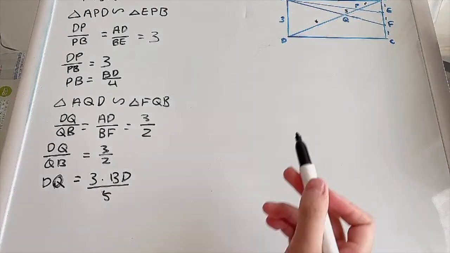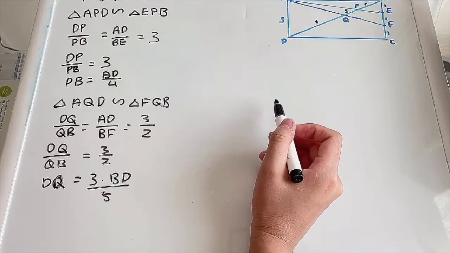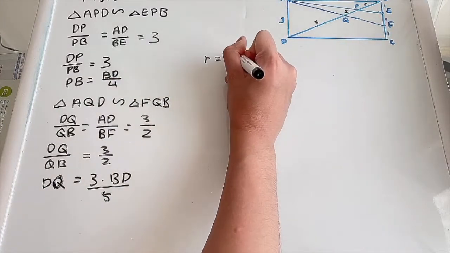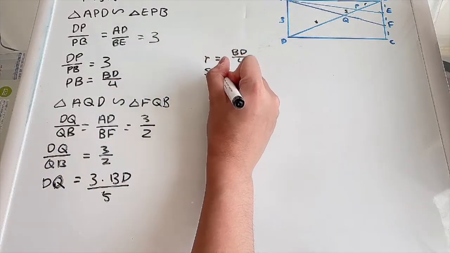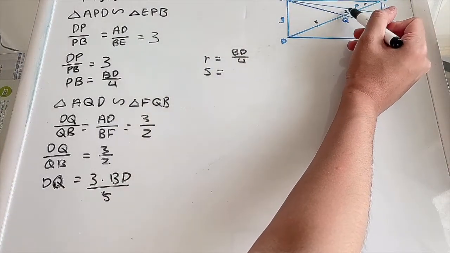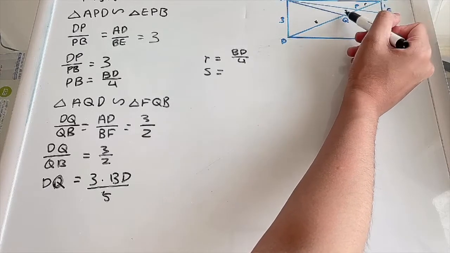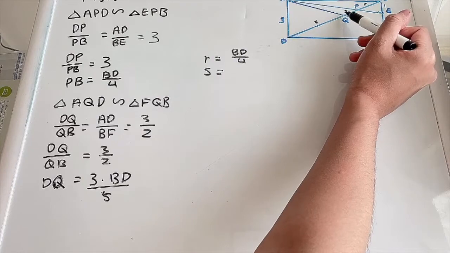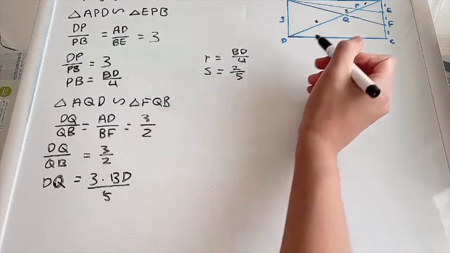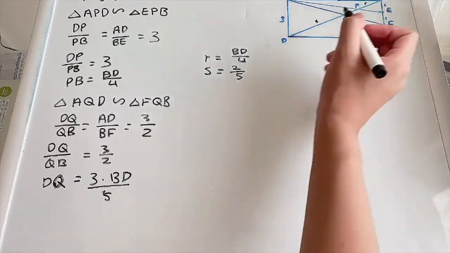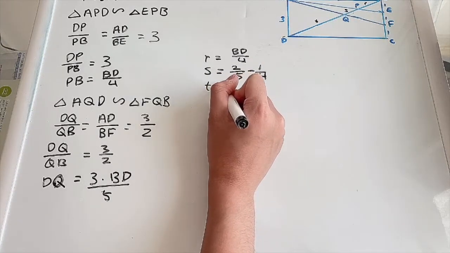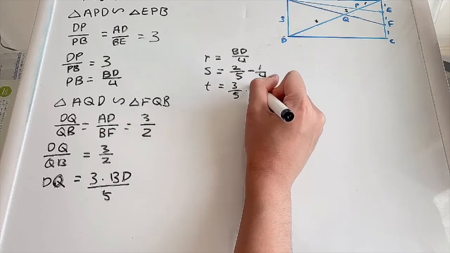Now we know R to S to T in terms of BD, where R is PB, so R would equal BD over 4. T is DQ, which would equal 3/5 of BD. Since DQ is 3/5 in terms of BD, QB would equal 2/5. When we subtract the R, we get the S part. BP is 1/4, so S would equal 2/5 minus 1/4.